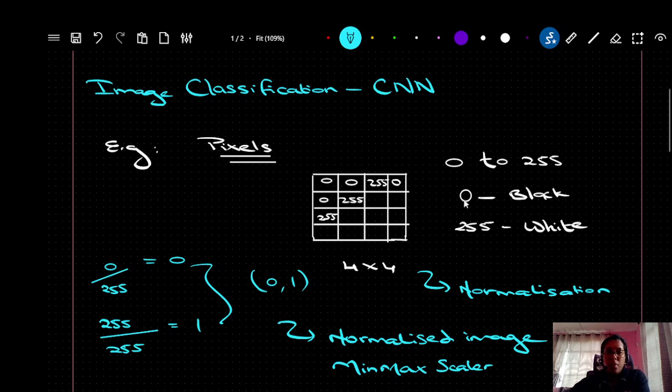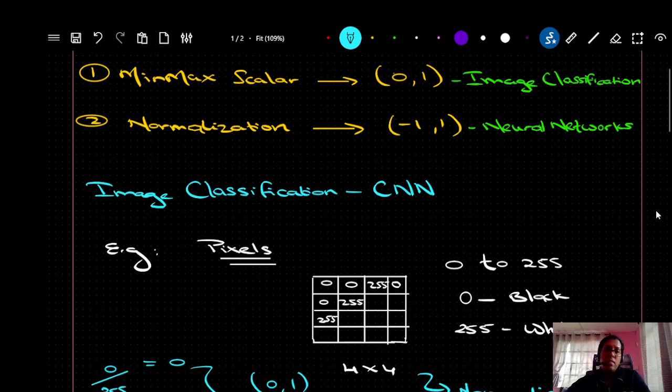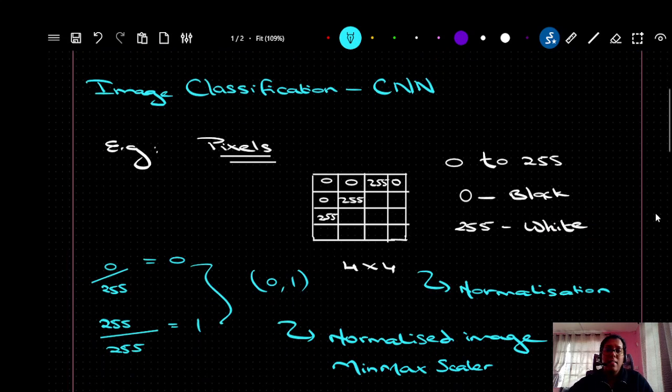So this is just a little introduction to normalization. I hope that you understood the concept of it and how it is useful in image classification in CNN mostly.